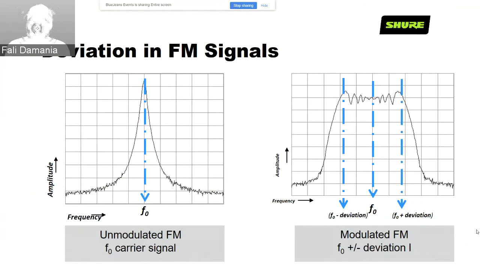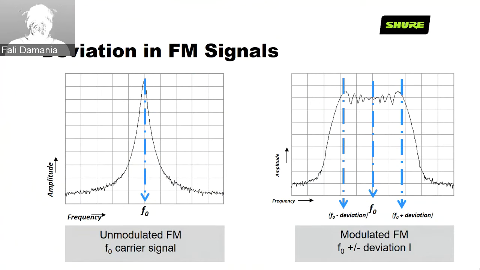Now, why is this important? This deviation is the thing that dictates how many FM channels you can have on the air, because each channel takes a certain amount of space. It does not only take the carrier frequency, which is F0, but you also have to include the carrier frequency along with the deviation. This will dictate how many channels you can have on the air, along with what we call a guard band. So how close you can put frequencies together will determine how many frequencies can be put on air simultaneously.